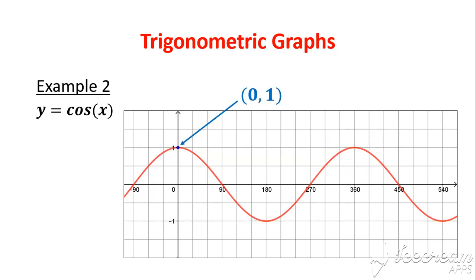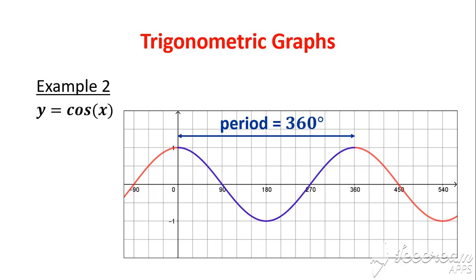This time, however, the cosine doesn't start at the origin, it starts at the point 0, 1. So that's a slight difference to the sine graph. And you can see that the period of the function, the one part of the graph that repeats itself over and over, is the same, it's 360 degrees.